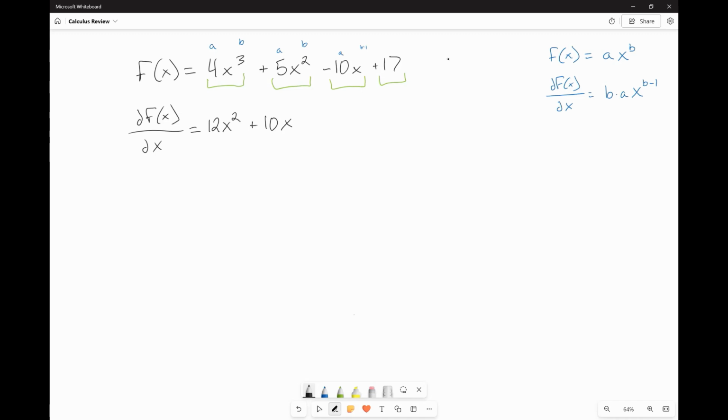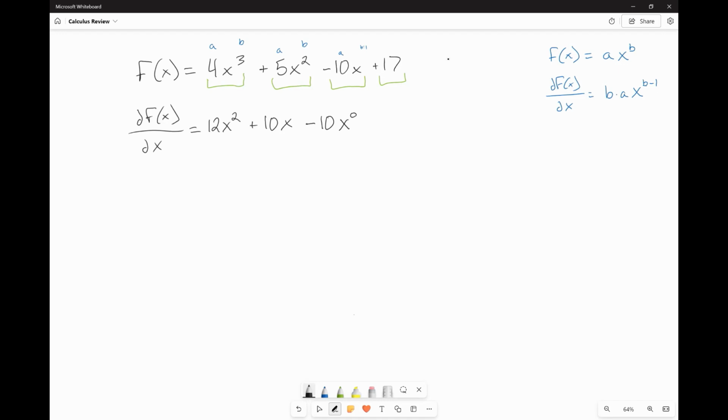So here's 2 minus 1. So that just becomes 1. We don't need to write the 1 because x to the 1 is just x. And then here we go. So b is equal to 1. So 1 times a, that's negative 10. Then we'll write x. And then b is equal to 1. So b minus 1 is equal to 0.